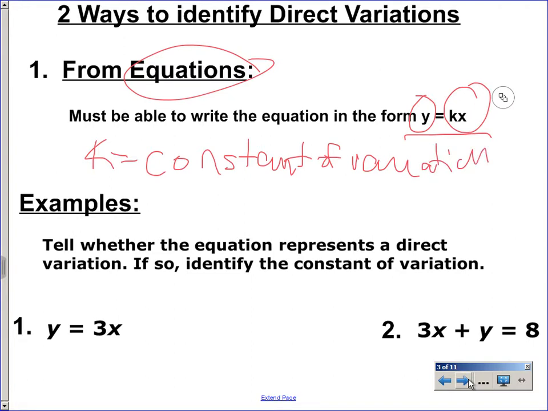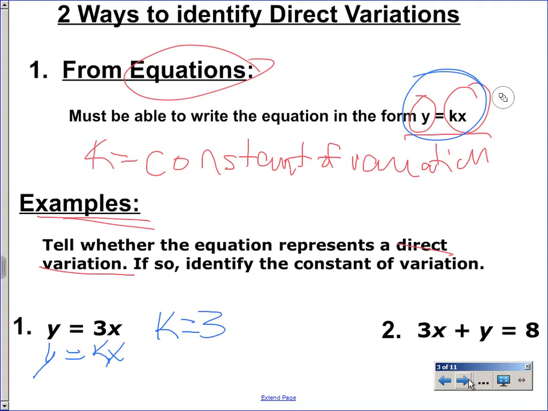Okay, so in our examples, tell whether the equation represents a direct variation, and if so, identify the constant of variation. Again, to be a direct variation, I have to be able to put my equation in this form. When I look here, I have my y equals kx. The value of k equals 3. So number 1 is definitely a direct variation, and the value of k equals 3.